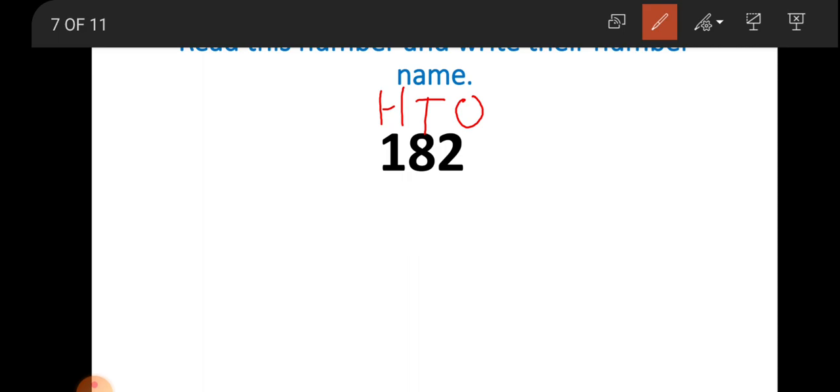H means 100, T means tens, and O means ones. Now, how to read this number? Start from the first number. The first number given is 1, so speak 1, then after that speak 100. 182. Do not speak 82. 8 is in tens, so speak 80. 182. The ones number is spoken as it is, like 2, so speak 2 only.